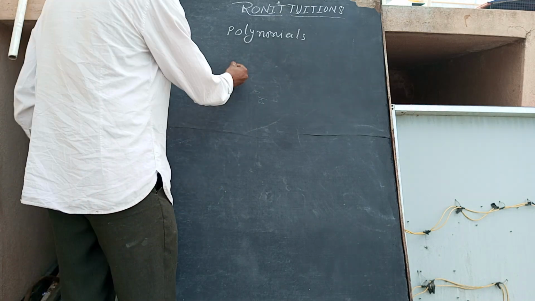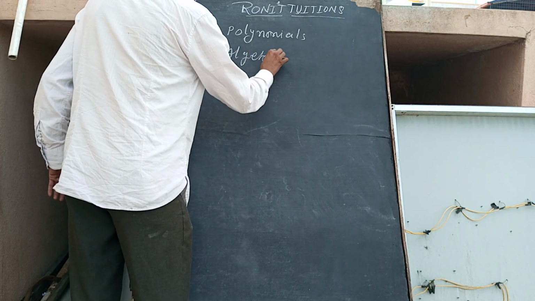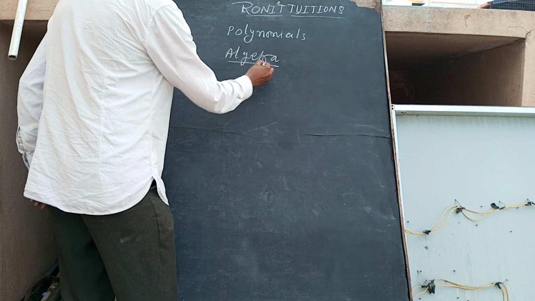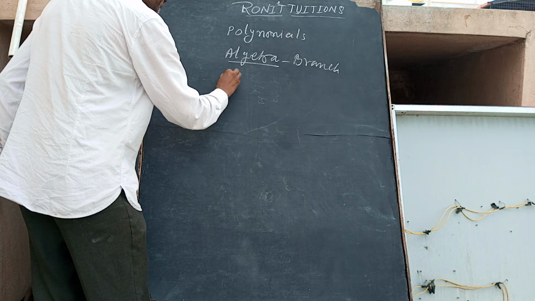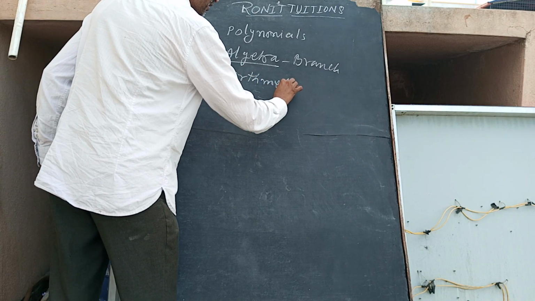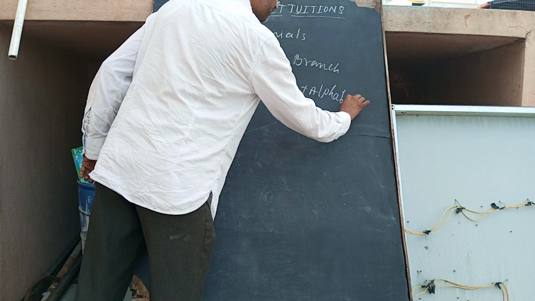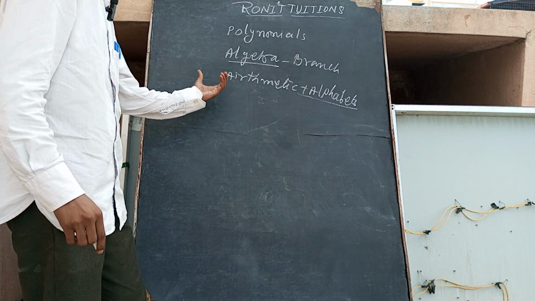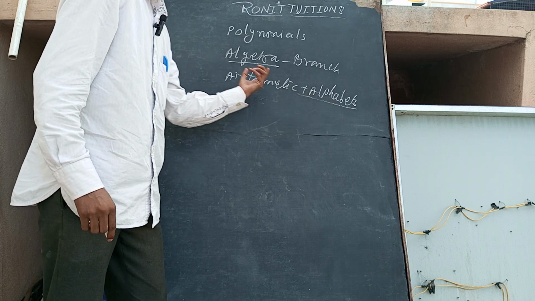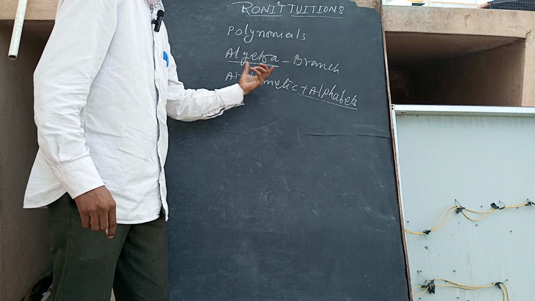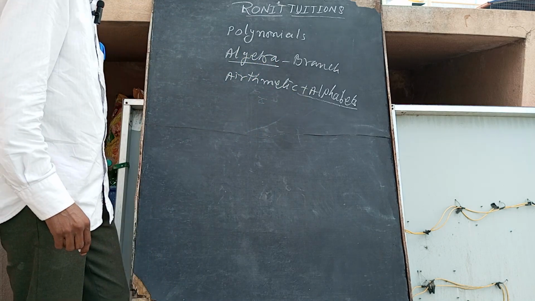What is algebra? Algebra is a branch of mathematics. In it we read arithmetic plus alphabets. That means things connected with arithmetic, numbers, and also alphabets. That is called algebra. It is a branch of mathematics in which we read both things.